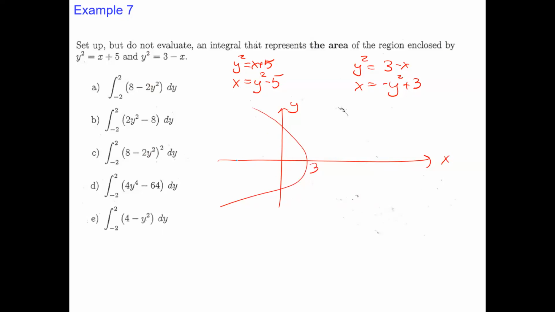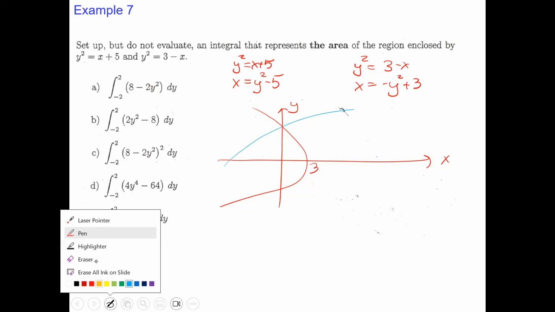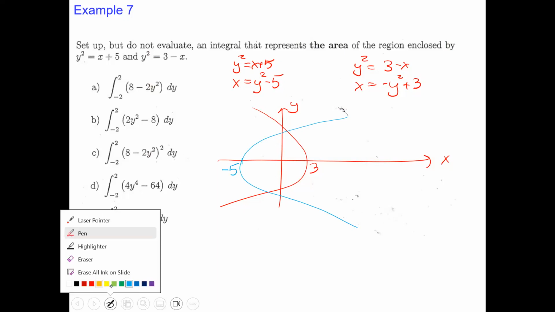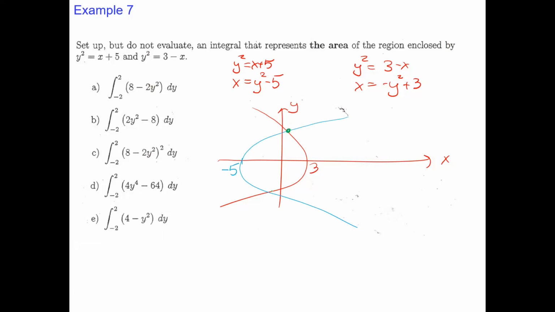Maybe I can use the blue one, but we don't know if that's the points of intersection. This is negative 5, this is positive 3. But what we actually need is that point and this point, because we will say right and left. We need that a value and b value, and then I can set up the integral.